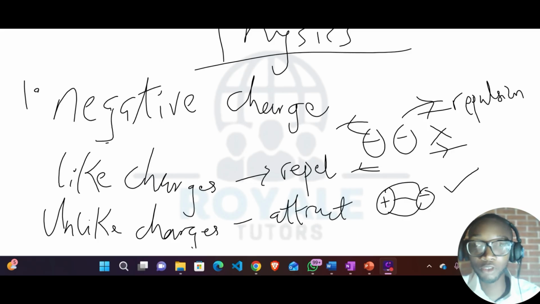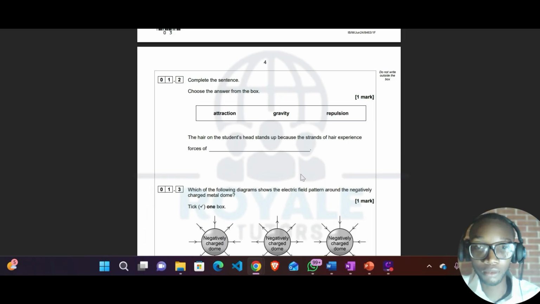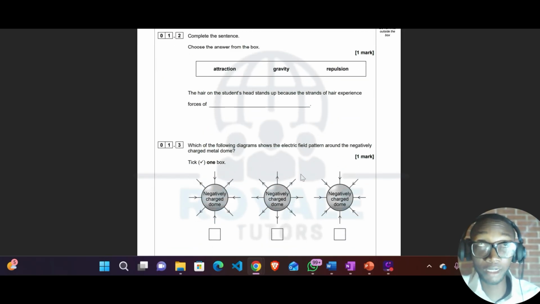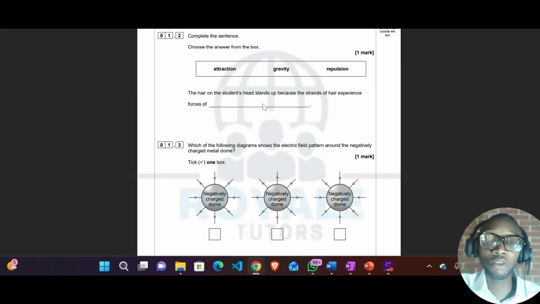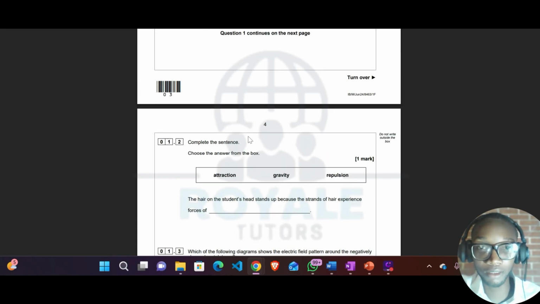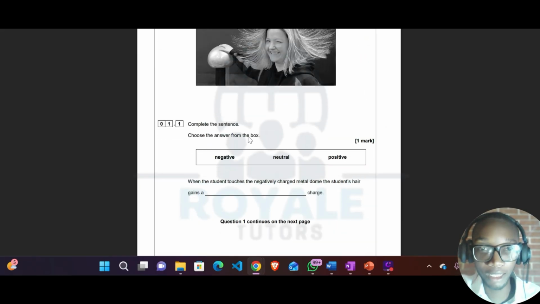So we move on to the next one. It means this question here, the hair on the student's head stands up because of the forces of repulsion. Why is it the forces of repulsion? It's because they're like charges. The dome is negatively charged and the hair also carries a negative charge. So the moment there's a touch on it, whoosh, all the strands separate, and it becomes like this.